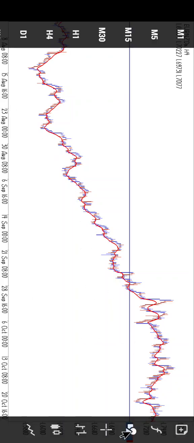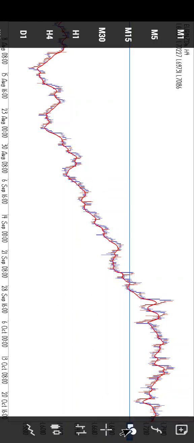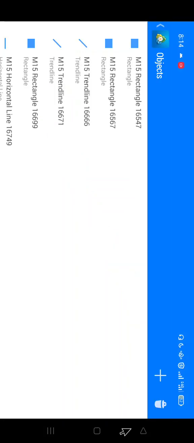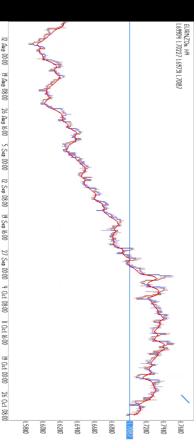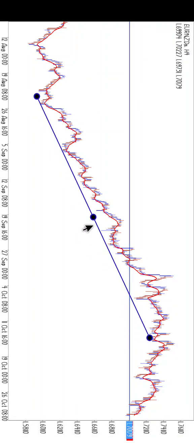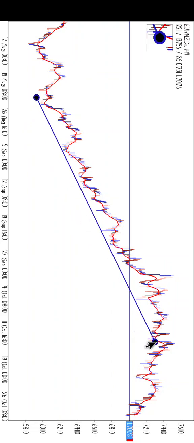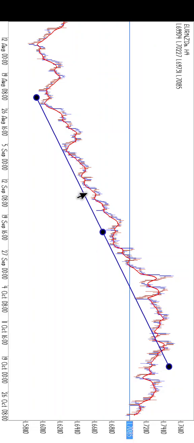I believe you know how to get to a trend line. If you don't know how to, just click on the screen, go to the plus sign, and you see trend line. So I want to draw the trend line here because I'm seeing an uptrend from here. So this is it. I'm not putting support, I'm not putting resistance, I'm just putting the trend line.